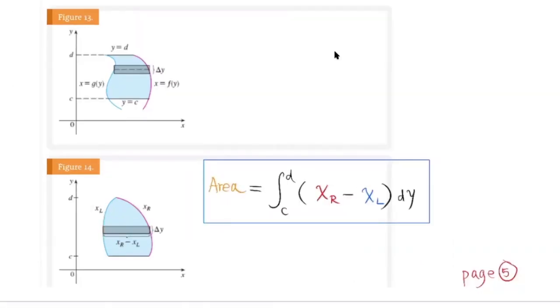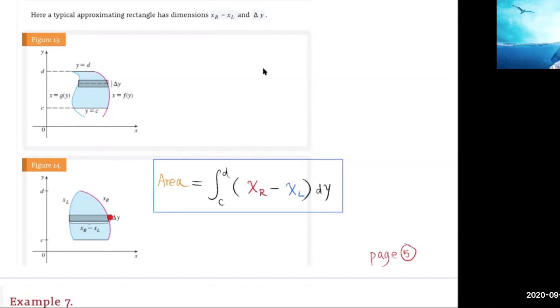Okay, and then each approximating rectangle over here, the width will be delta y, so that will be dy. And the length over here will be the x coordinate on the right, subtract the x coordinate on the left. And the y here goes from C to D.